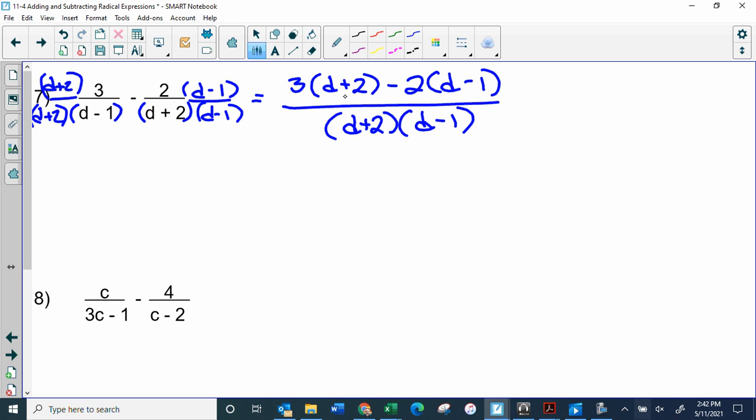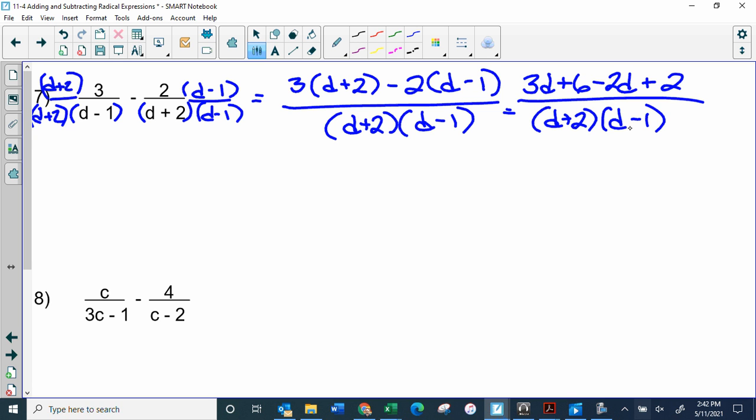But let's go ahead and simplify the top. So 3 times d is 3d. I'm just doing the distributive property. 3 times 2 is 6. Minus 2 times d is 2d. And then this minus coming in with that minus is going to make plus 2. And again, that's all over d plus 2 times d minus 1. Combine like terms up in the numerator. 3d minus 2d is 1d. I don't need to write the 1. And 6 plus 2 is 8.